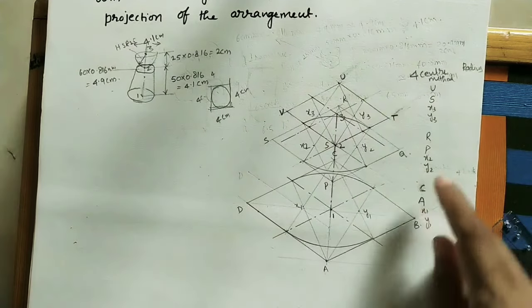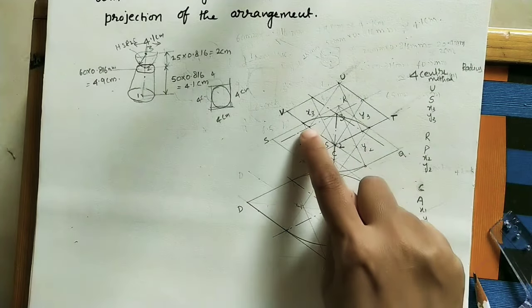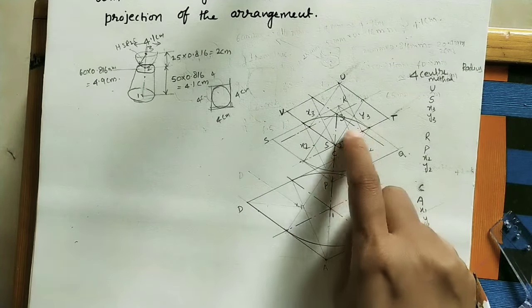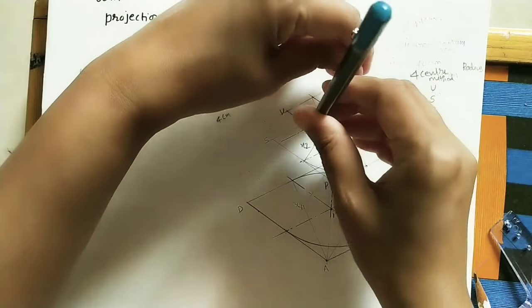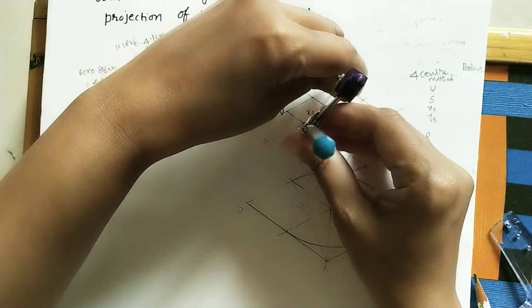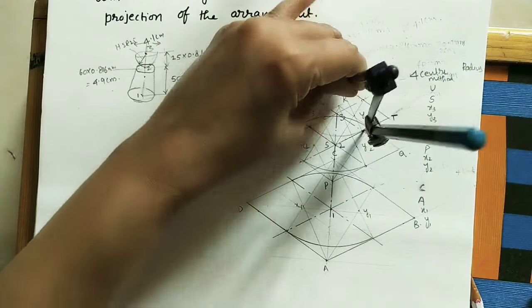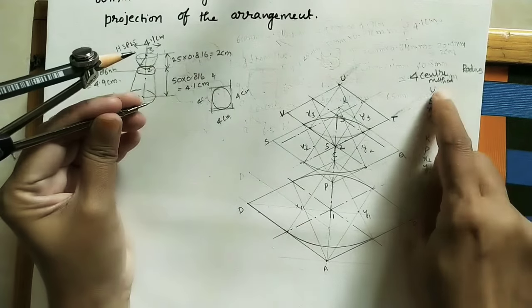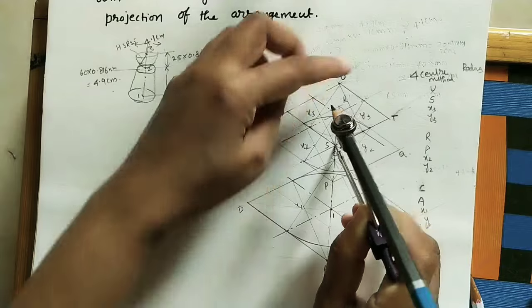Next, take the first one, U. U center. Join this middle point to this middle point. Take U as center. Take this as the radius. Join this point to this point. Now after U, take S. S is the center. Join this middle point to this middle point.